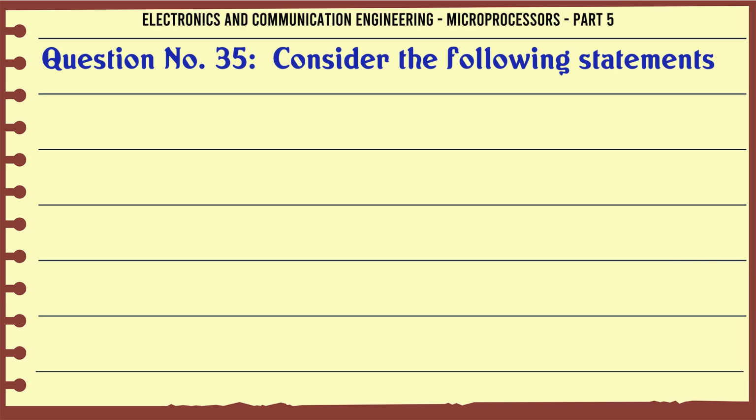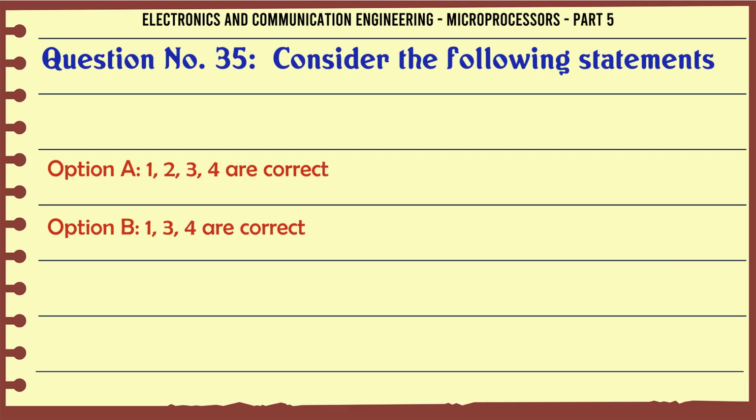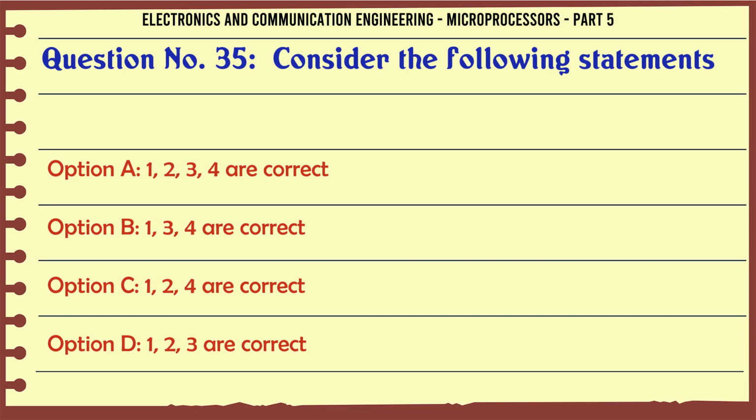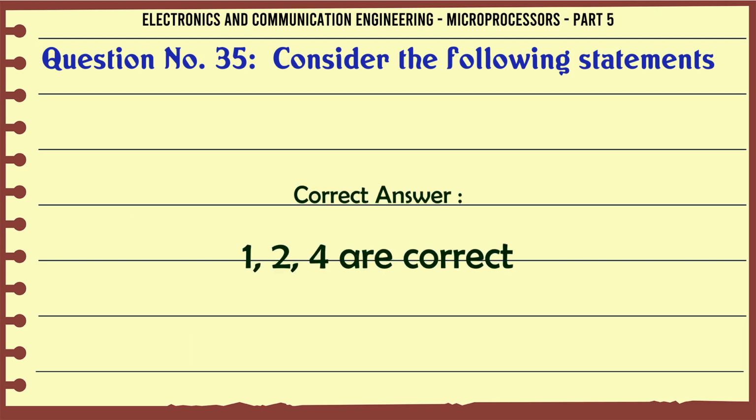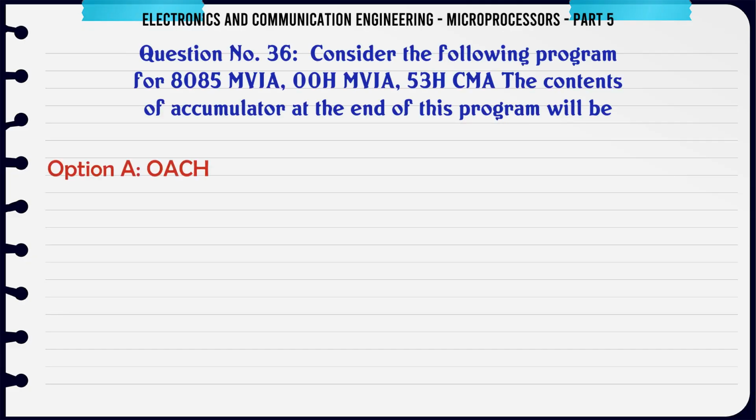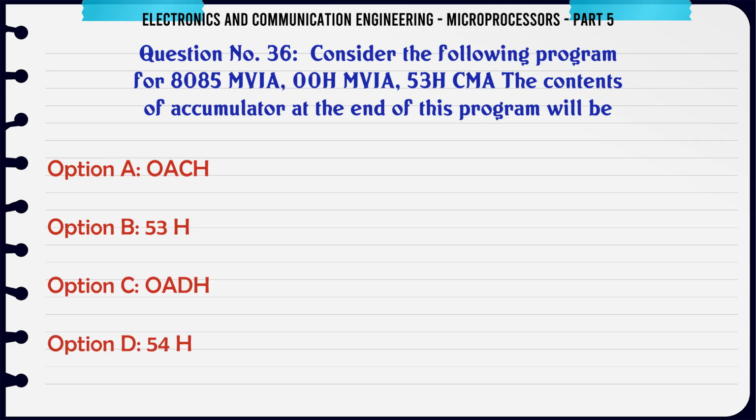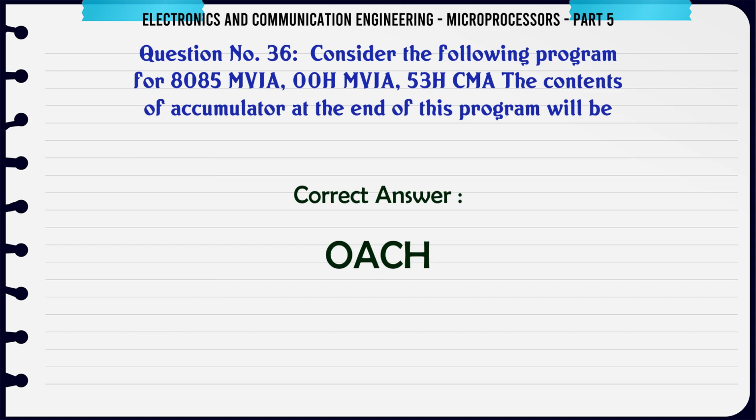Consider the following statements. A. 1, 2, 3, 4 are correct. B. 1, 3, 4 are correct. C. 1, 2, 4 are correct. D. 1, 2, 3 are correct. The correct answer is 1, 2, 4 are correct. Consider the following program for 8085: MVI A, 00H; MVI A, 53H; CMA. The contents of accumulator at the end of this program will be A. 0ACH, B. 53H, C. 0ADH, D. 54H. The correct answer is 0ACH.